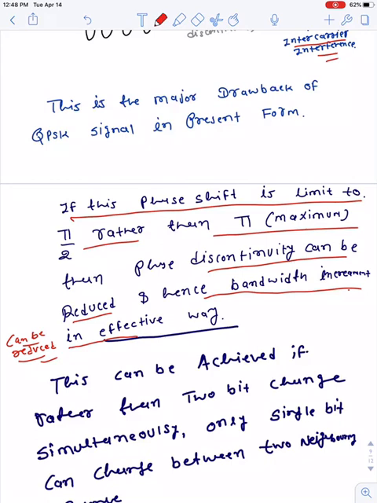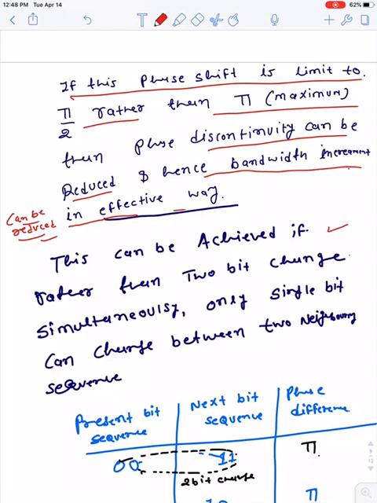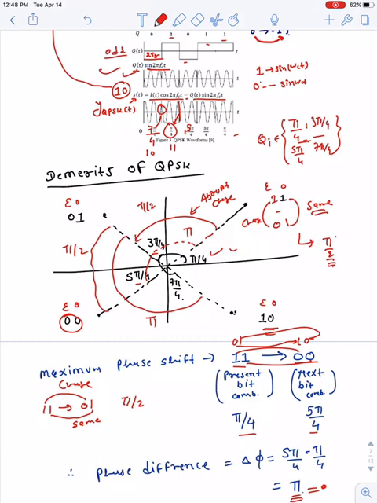How can we do this? This can be achieved if, rather than two bits changing simultaneously, only a single bit changes between two neighboring sequences. So if you observe here, between any two neighboring sequences, only a single bit is changed. For example, from 11 to 01, a single bit is changed. 01 to 00, the 0 remains the same, but this one is changed. 00 to 10, again this 0 remains the same, and this one is changed. 10 to 11, this one remains the same. So between two neighboring sequences, one bit is the same and only one bit is changed.